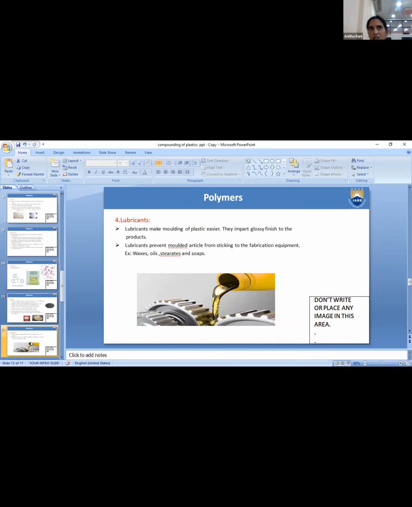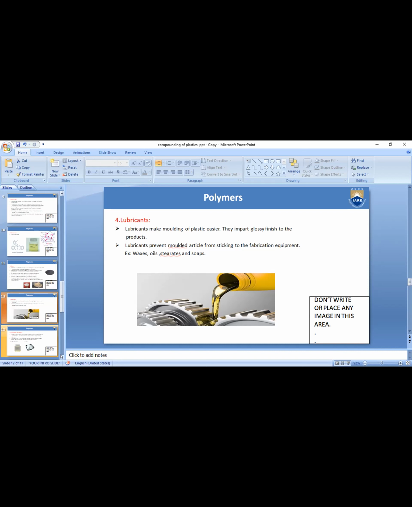Why are we adding lubricants, oils in the molding mixture? For a glossy finish to the product. Next, they prevent friction. Lubricants prevent the molded article from sticking to the fabrication equipment. Examples: oils, soaps, stearates.